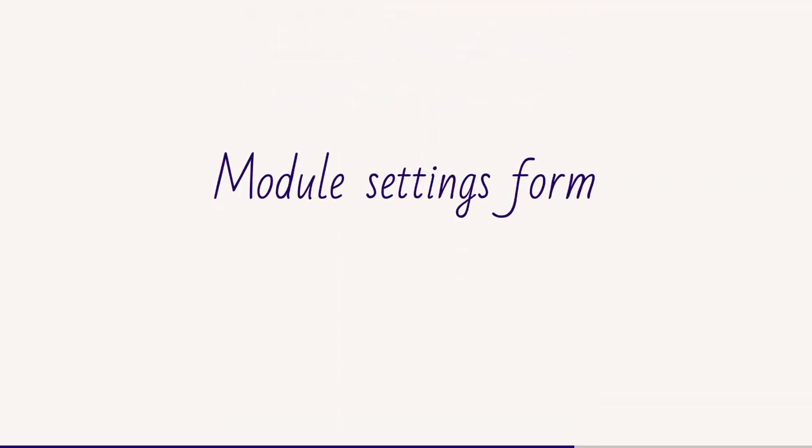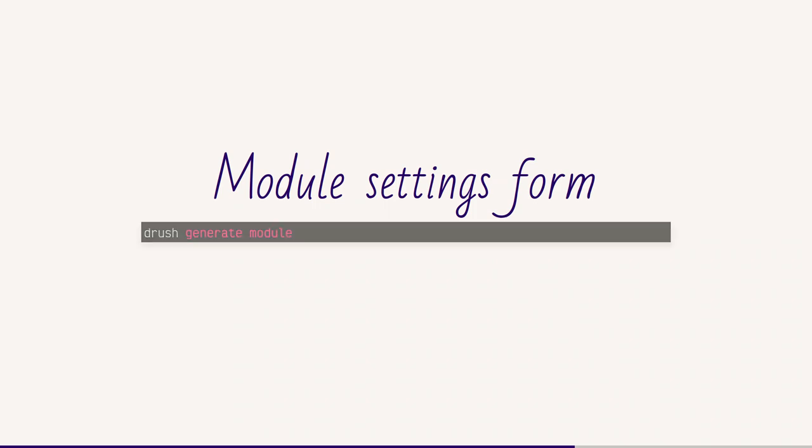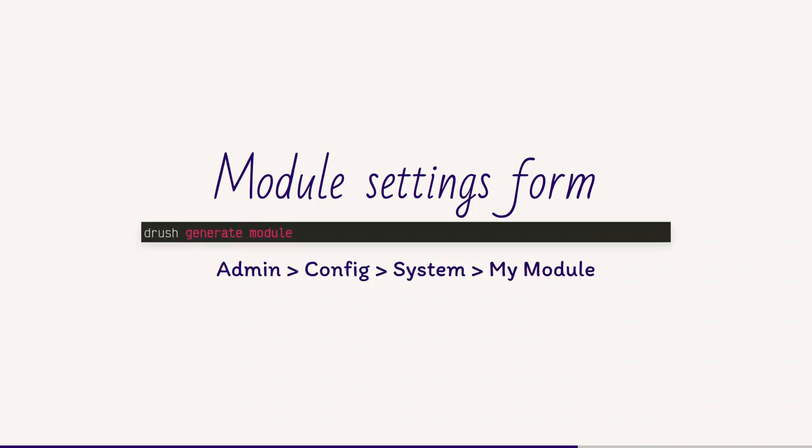In order to make it configurable, you want to set up a module settings form. This is also another thing that you can do with Drush Generate Module. You can run Drush Generate Module immediately, even after a module has been coded for a while. Just keep it in Git config because it will have weird collisions with the code that it generates that you have to manually fix. Also, where do you put it in the menu?